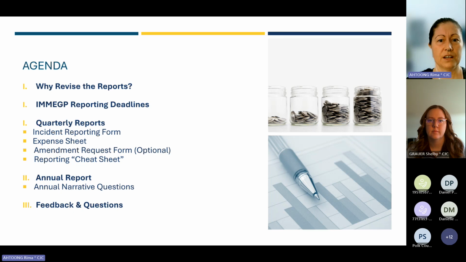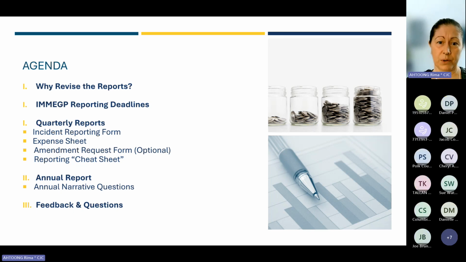So let's get started. Our agenda for today is posted here. We're going to be talking about why we're revising the reports, some reporting deadlines, the different forms that are included in the quarterly reports, a new annual report, and then we'll be gathering your feedback and questions. We're going to do a quick walkthrough of the different reports in each section, which includes the incident reporting form and expense sheet, some quick information on amendment requests, an introduction to a reporting cheat sheet that we'll talk about later, and then annual narrative questions.